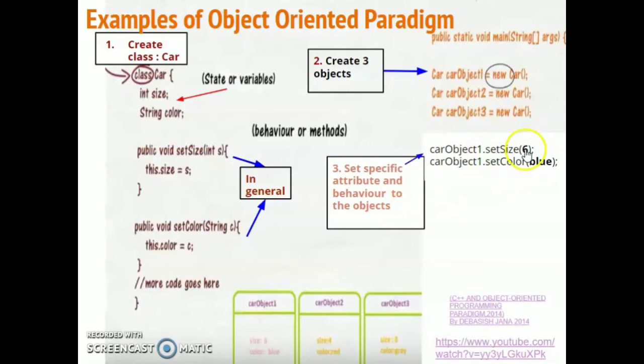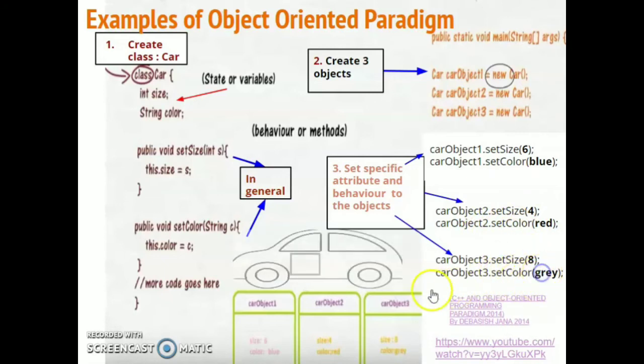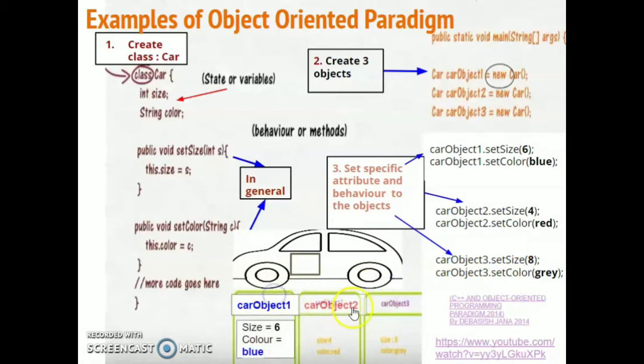Car object 1 with size 6, and color blue. Then you set the specific data, size 4 for car object 2 and color red, and car object 3 with size 8 and color gray. Therefore, you have already created 3 objects, which are car object 1, car object 2, and car object 3.